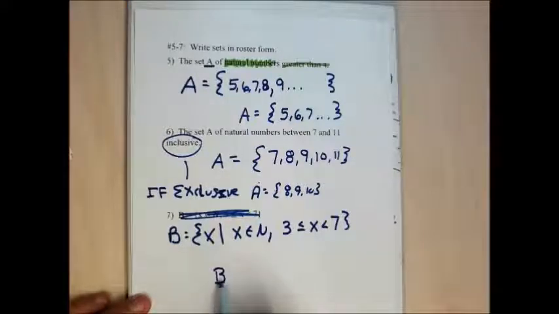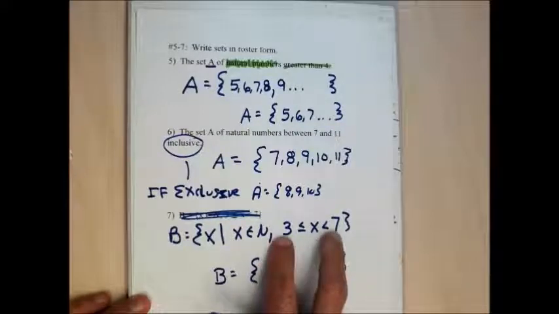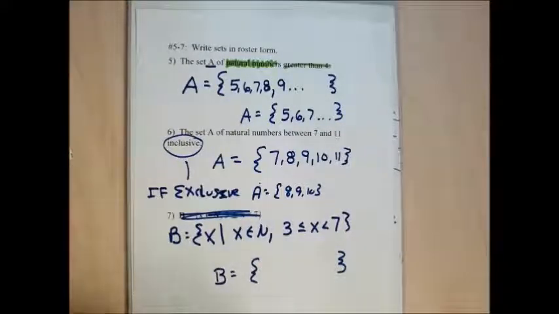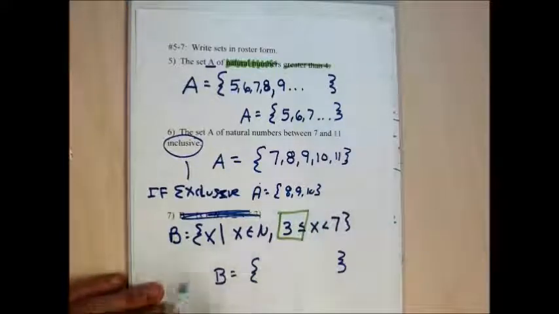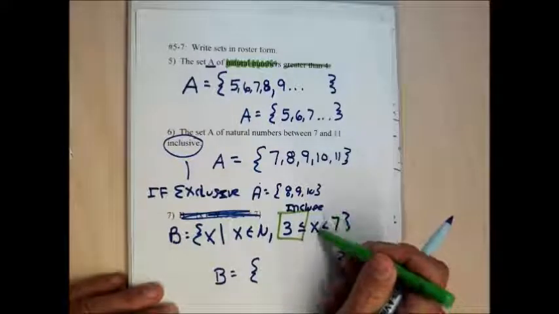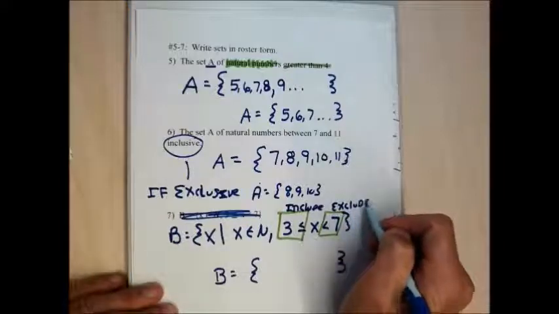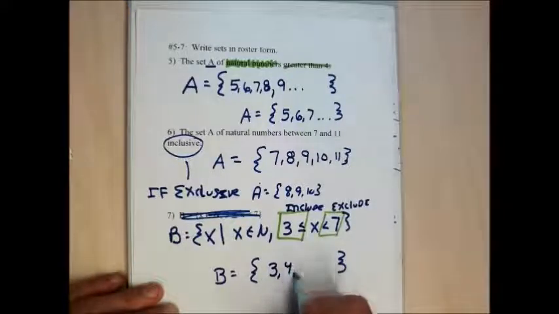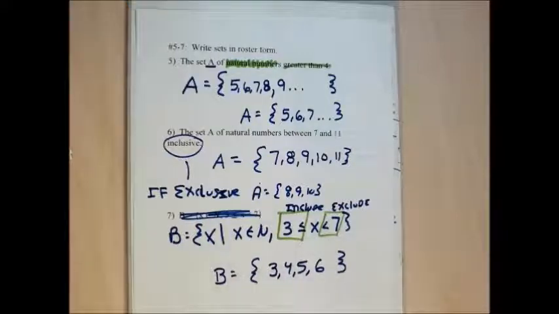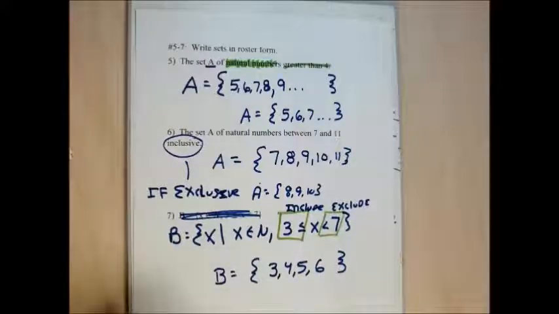So I know that for set B, I'm only going to put natural numbers, and I'm only going to put the natural numbers between 3 and 7, and an or equal to means to include that number. A not or equal to with the inequality means to exclude that number. So I'm going to put all the natural numbers between 3 and 7. I'm going to include the 3, but I'm not going to include the 7 in my answer. So instead of writing 3, 4, 5, 6, and 7, I'm only writing 3, 4, 5, and 6 because I'm excluding the 7 because it doesn't have an or equal to with its inequality.